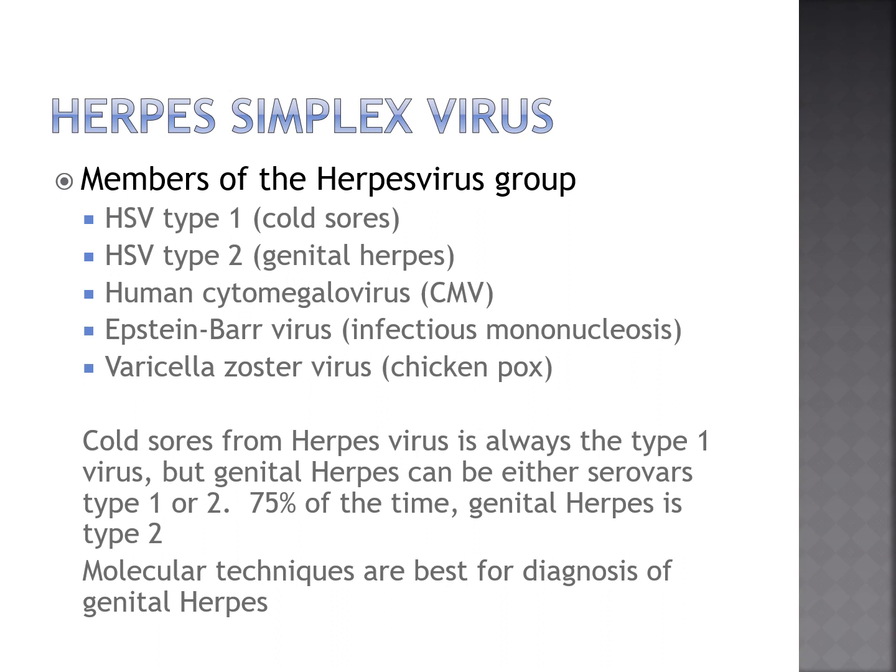And then we have varicella zoster virus, which causes chickenpox. Now, the varicella zoster virus can later in life lead to shingles. Cold sores from herpes virus are always type 1 virus, but genital herpes can be serotype 1 or 2. 75% of the time, genital herpes is type 2, HSV type 2. You can use molecular techniques to best identify genital herpes.